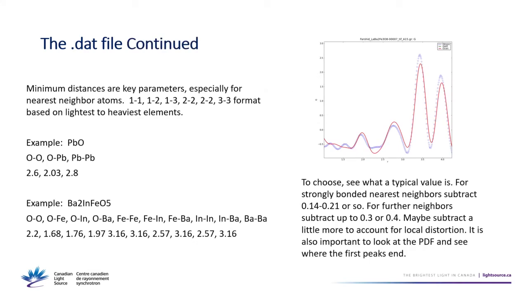The other thing you need to pick is the minimum distances. This is important because it keeps atoms from getting unrealistically close to each other. It also keeps the atoms in the general coordination sphere that they were in, so it keeps them from going totally random on you. There's an order here: you start with the lightest element, then that element's distance to itself, to the next lightest, and to the next lightest, and so on in this format. These are examples of how you would do that for two compositions.